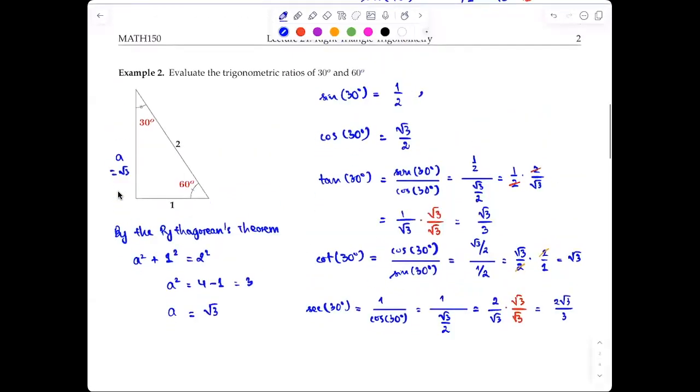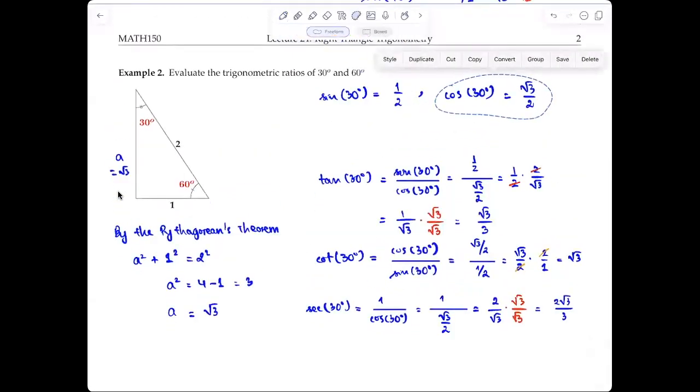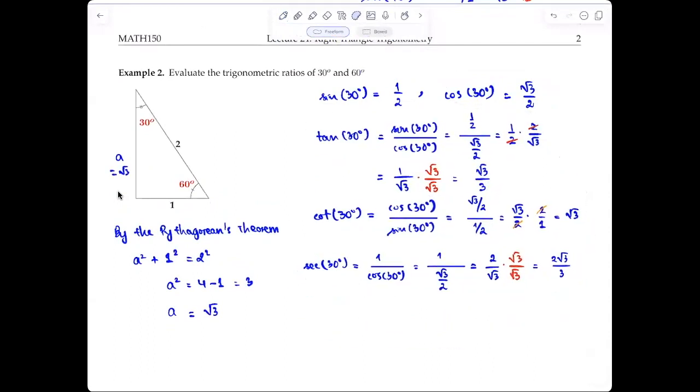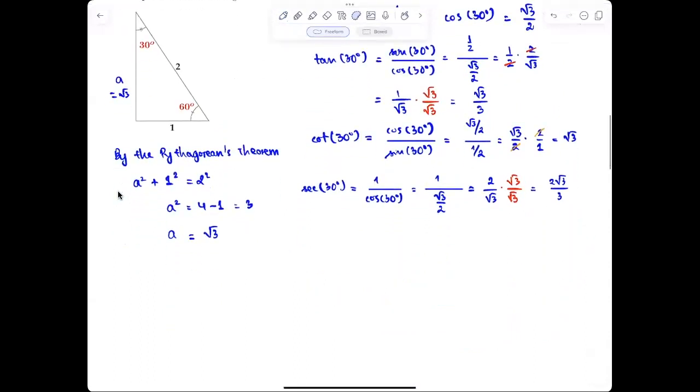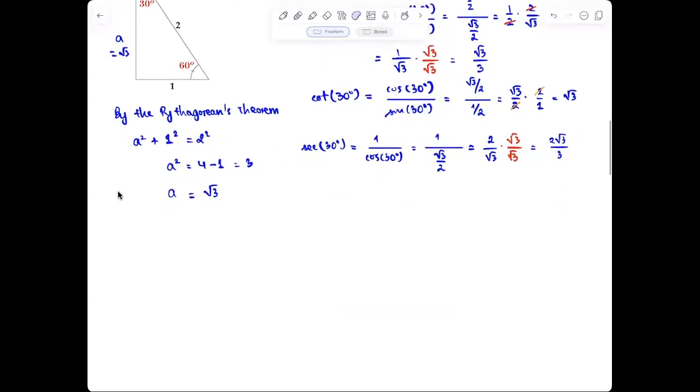Let me rearrange things a little bit. Now, if you wish you can do that with your paper, yes. Copy and paste. All right, one last ratio here. Cosecant of 30 degree. It's 1 over sine of 30 degree, or 1 over 1/2, or 2 for that matter.